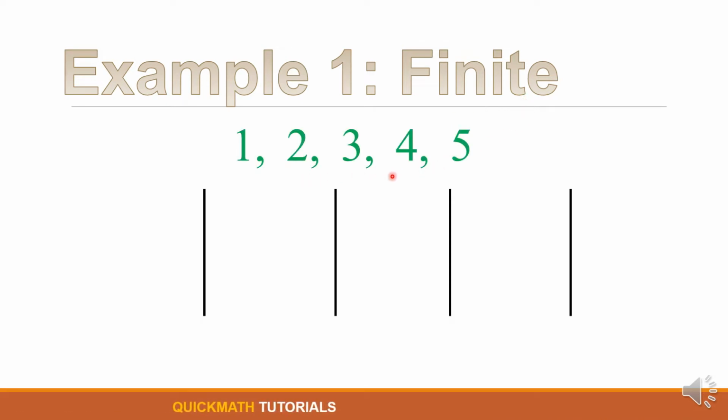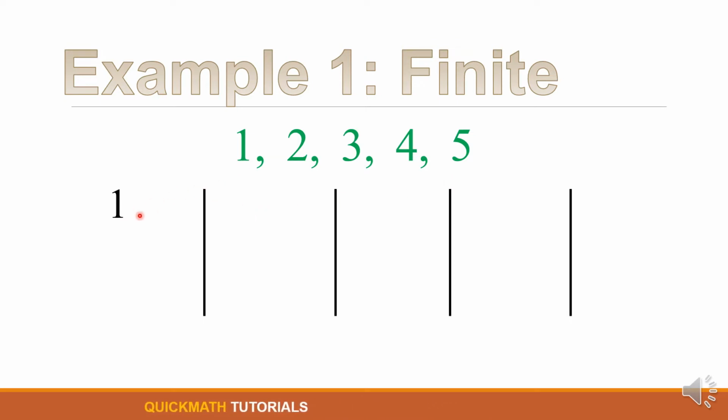This is an example of a finite sequence. This is a collection of numbers arranged in order. The pattern is just adding 1. We have 1 plus 1 equals 2, 2 plus 1 equals 3, 3 plus 1 equals 4, and 4 plus 1 is 5. So it has an order. Now, this is finite because it ends in 5.